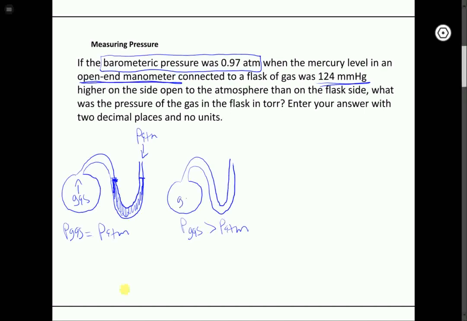So we have our gas pushing up. It's pushing up stronger than our atmosphere is pushing down, and so that means there's going to be an imbalance here. The gas is pushing harder, so it shifts the mercury over like this, and so we have this height imbalance here, where we have this difference in height between the two, delta H, which is the difference in the pressures between the atmosphere and the gas.